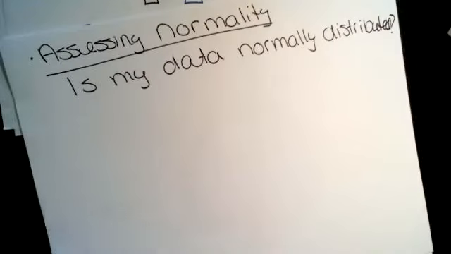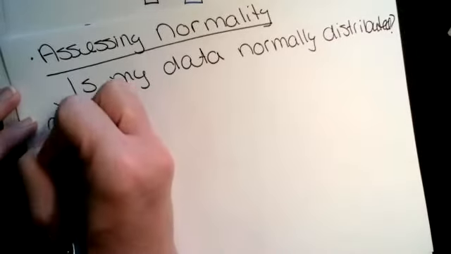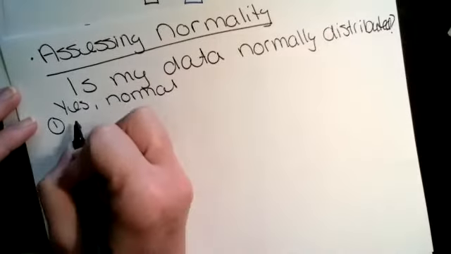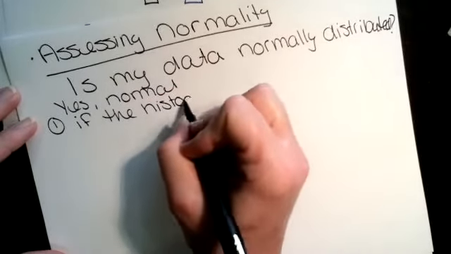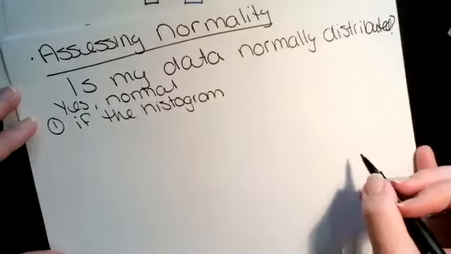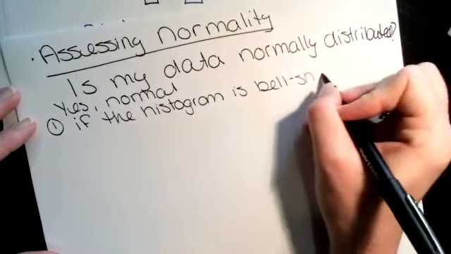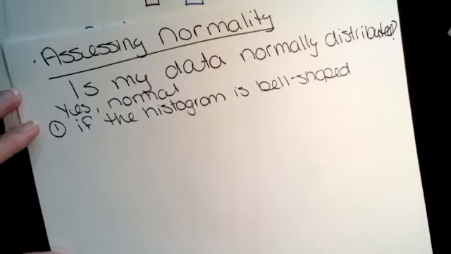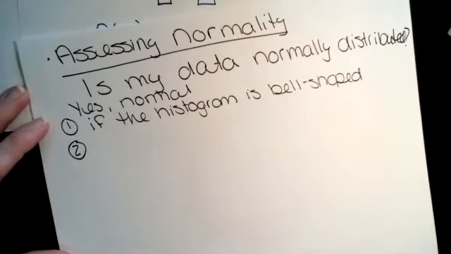Sometimes it's hard when we're just looking at a sample or population to see if they're normal, but we have a couple different ways. The first way, I'm going to say yes, normal, if the histogram of my data is bell-shaped. Because if it's bell-shaped, then it's symmetric and it should look pretty normal. Normal is symmetric, bell-shaped. So that's one way. Another way is if we're told.